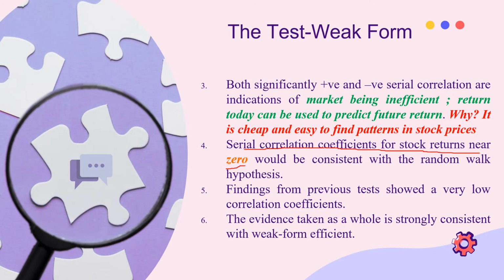Apa yang dimaksudkan dengan zero? Maksud dia pada hari ni mungkin RM1, esok tak ada perubahan, esok lagi tak ada perubahan, and then 2 bulan depan baru naik 1 sen. So itu kita consider as serial correlation near zero. Okay, so both significantly positive and negative serial correlation are indication of market being inefficient.